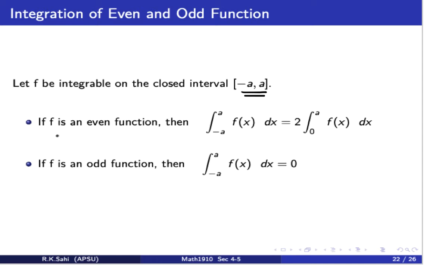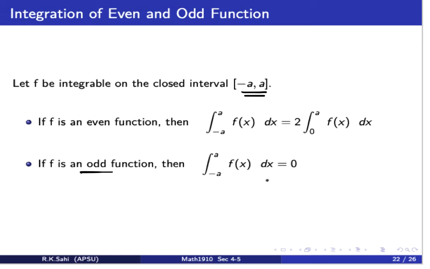Then, if the function f is an even function, when we integrate from minus a to a, f(x) dx is the same as going from 2 times 0 to a f(x) dx. Makes my life simpler because you don't get involved with negatives here. On the other hand, if a function is an odd function, then the integral from minus a to a f(x) dx is simply 0. Pretty easy, isn't it?